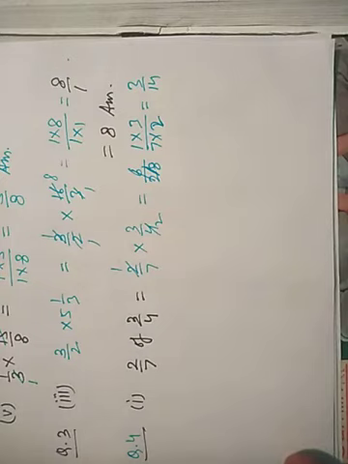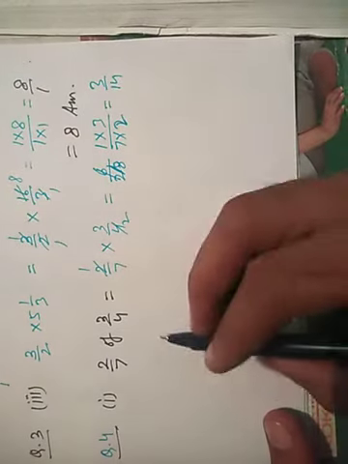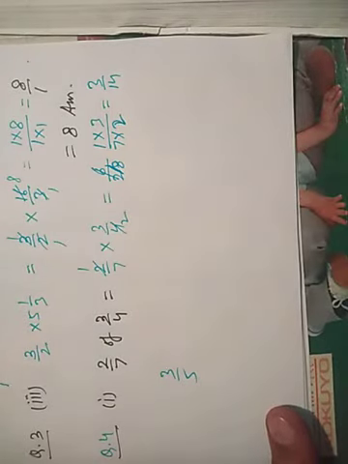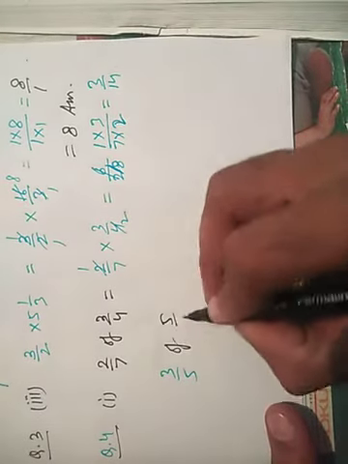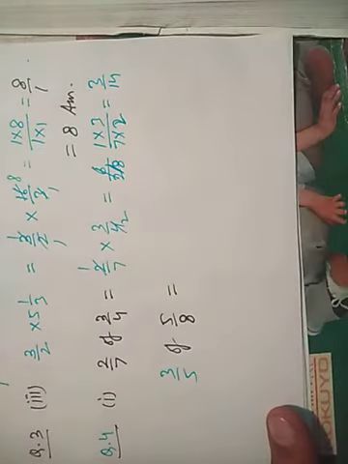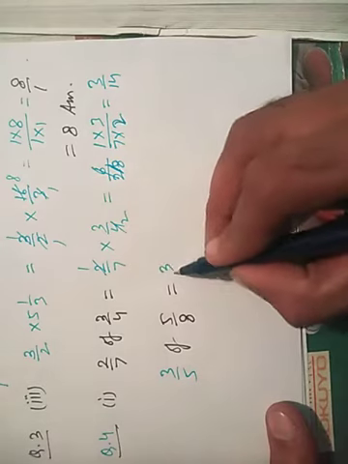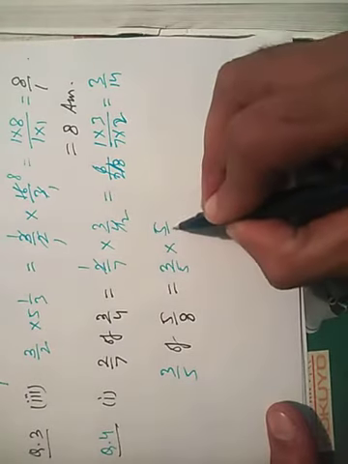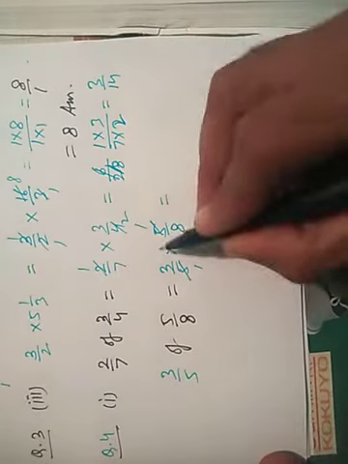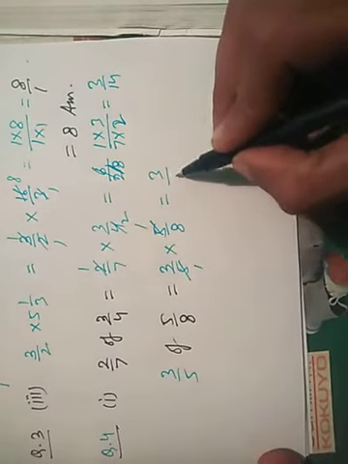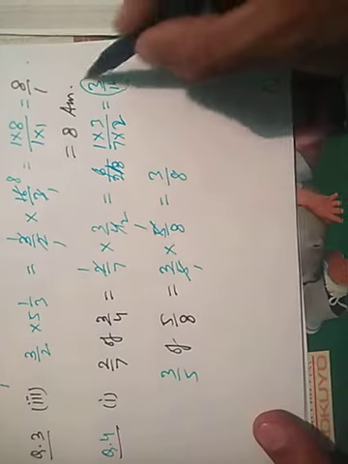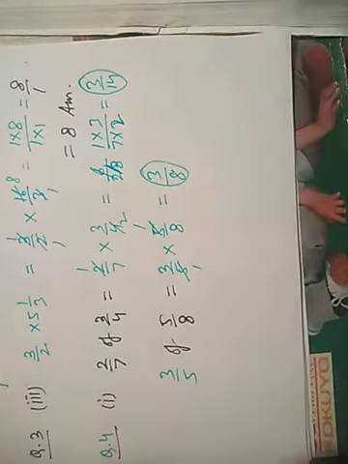right? Similarly, second is given 3 upon 5 of 5 upon 8. So we will solve it. 3 upon 5 into 5 upon 8. We can cancel here 5 by 5, and our answer will be 3 1 ja 3, 8 1 ja 8, 3 upon 8. So we have here two fractions, 3 upon 14 and 3 upon 8.